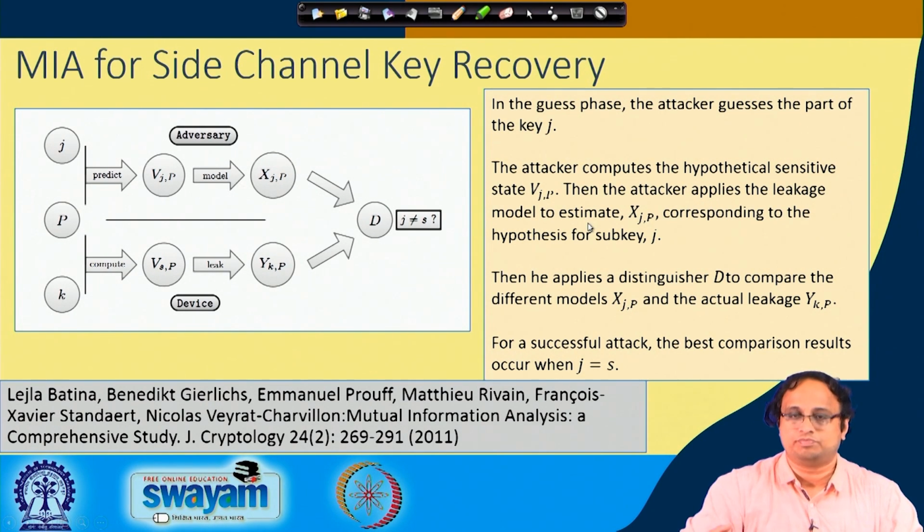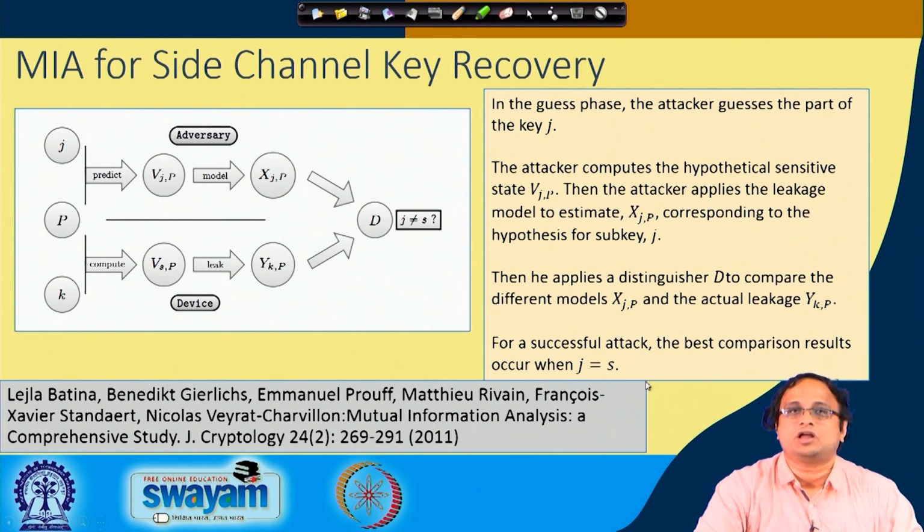Basically you make a leakage model, and the leakage model could be something like a Hamming weight leakage model, and the attacker applies the leakage model to estimate x_{j,p}. So, y_{k,p} is the observable, something which you are observing, and x_{j,p} is what you are estimating based on your guess.